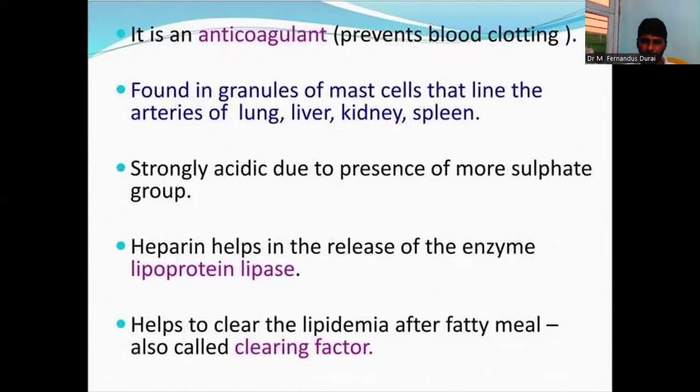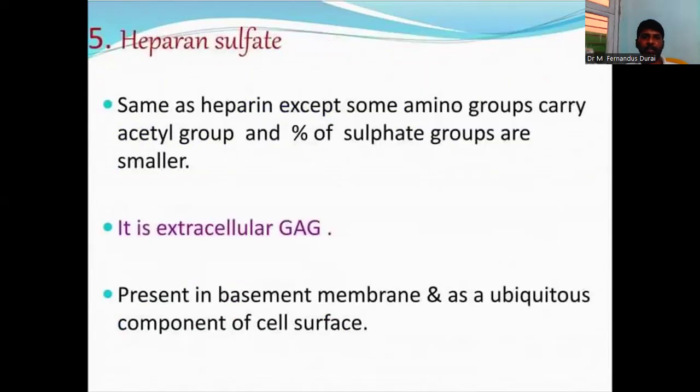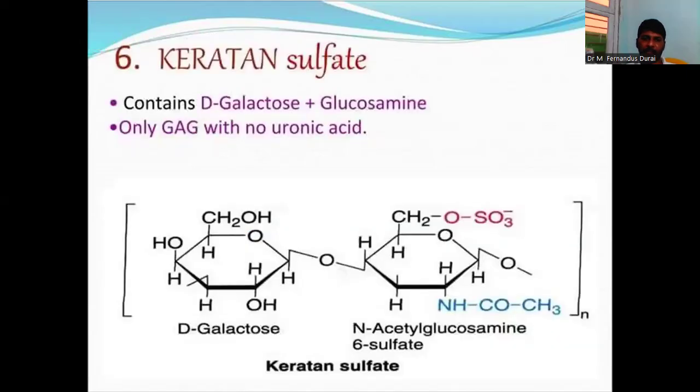Heparin helps in the release of the enzyme lipoprotein lipase, which helps clear lipemia after a fatty meal, so it is also called the clearing factor. Heparan sulfate is the same as heparin except some amino groups carry acetyl groups and the percentage of sulfate groups is smaller. It is an extracellular GAG, present in the basement membrane and as a ubiquitous component of the cell surface.